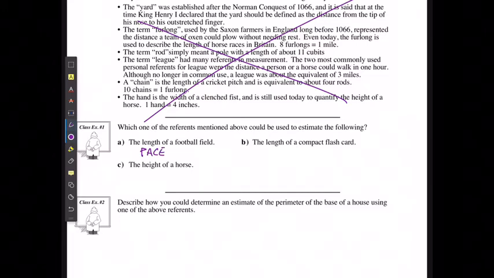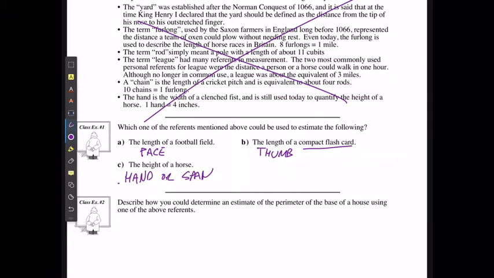The length of a compact flash card, that is very tiny. We're going to do that in terms of how many thumb widths. And the height of a horse, we do in terms of hands or spans, remembering that a span is just going to be a little bit bigger than what a hand is.